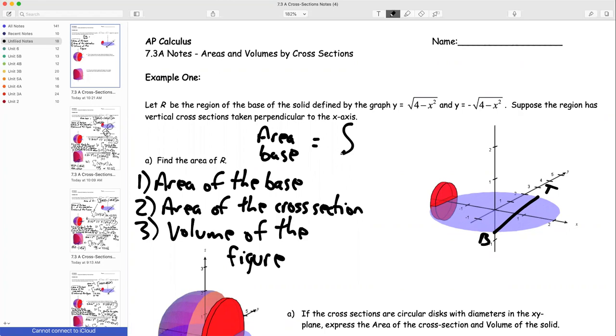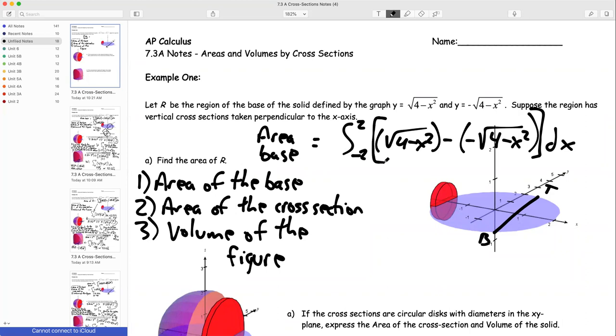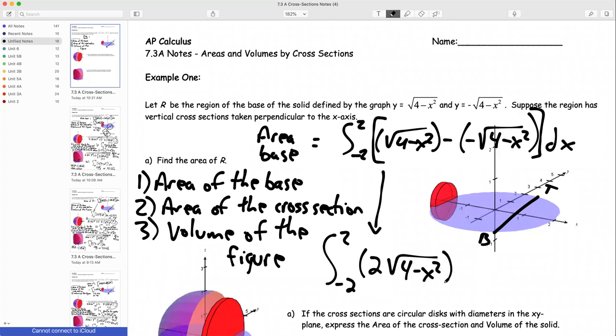My bounds in this case are from -2 to +2. I take my top equation, which is square root of 4 minus x squared, minus the bottom equation, which is negative square root of 4 minus x squared. And all of that is with respect to x. And so I'm going to simplify this a little bit. I have the integral from -2 to 2. I've got a negative square root of 4 minus x squared, so that gives me a positive. So I've got a square root of 4 minus x squared plus a square root of 4 minus x squared, which is 2 square root of 4 minus x squared with respect to x.